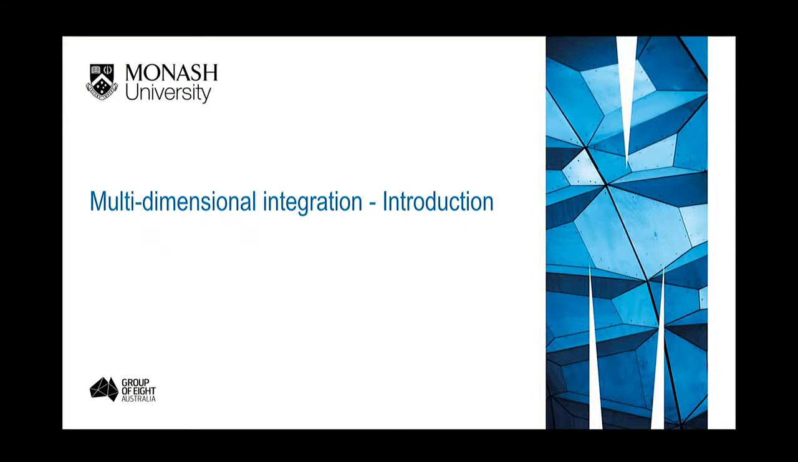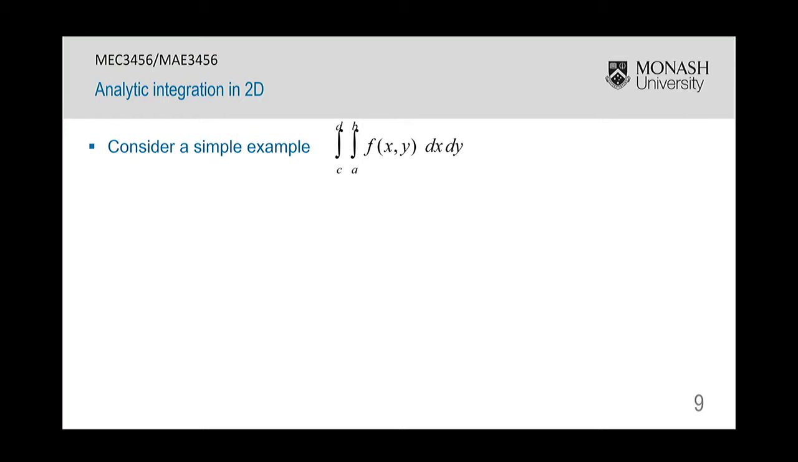So let's have a look at a more general way of doing multidimensional integration that doesn't rely on a statistical approach, relies on more analysis. So we're going to look at analytic integration to begin with in 2 dimensions, and we're going to consider a simple example, the integral of some function of x and y with respect to both x and y, the bounds of integration being x goes from a to b and y goes from c to d. So we're integrating this function over a rectangular domain.